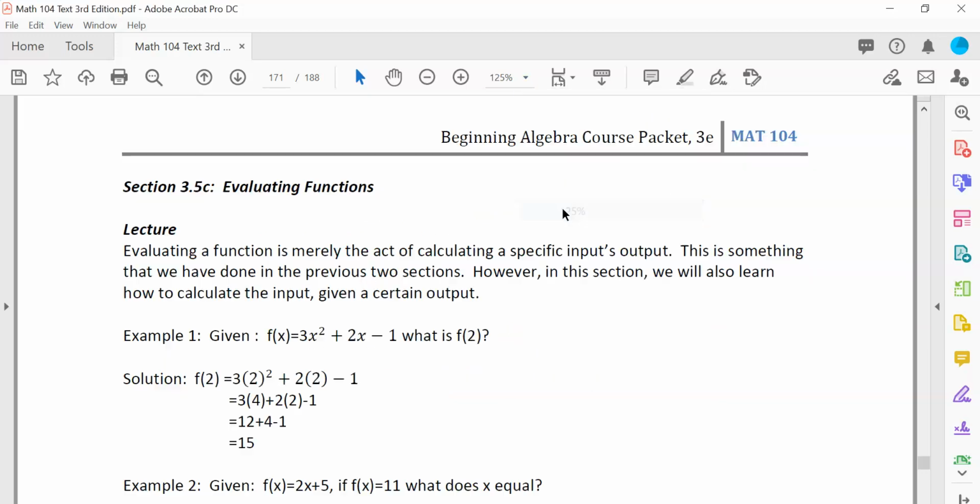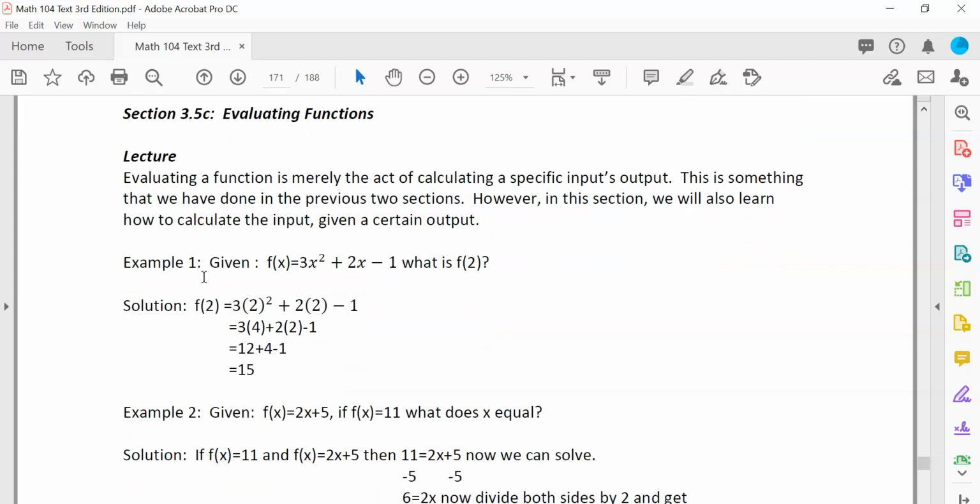Let me zoom in a little bit. There we go. We're going to plug in various inputs and we're going to plug in various outputs and then solve. So we have two main questions. One is going to be phrased this way. Example 1, given a function, what is f of 2?